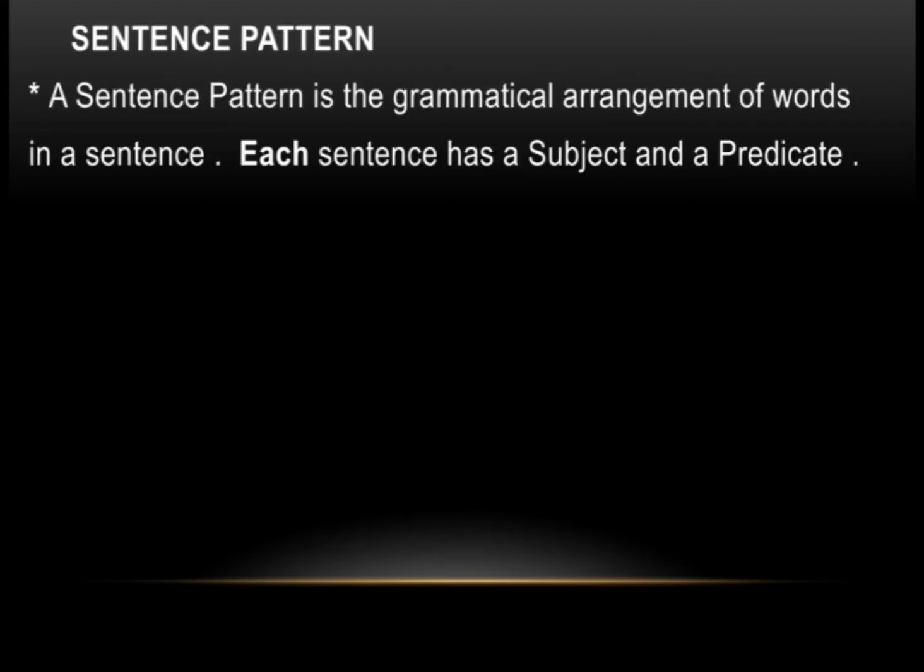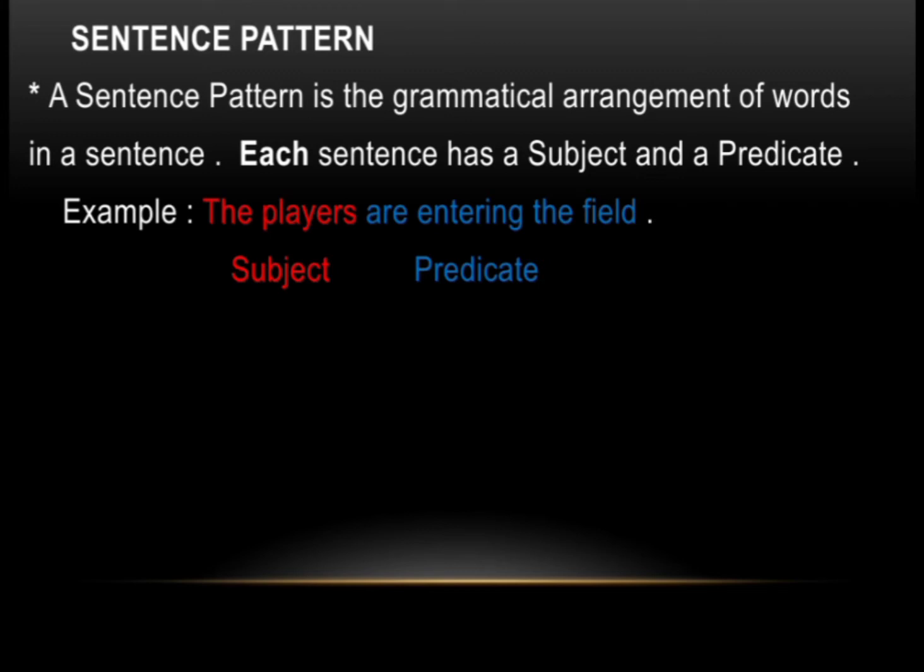The next topic is sentence pattern. What is the sentence pattern? A sentence pattern is the grammatical arrangement of words in a sentence. Each sentence has a subject and a predicate. Example, the players are entering the field. In this sentence, the players is the subject and the remaining part of the sentence is the predicate.